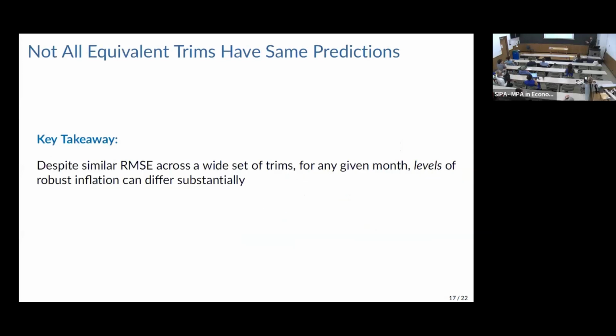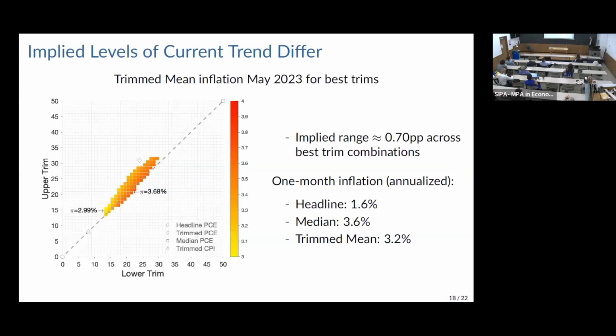This brings me to one of the key takeaways here, right? Not all these trims are created equal; they have different predictions. So despite this large set of equivalent trims over the whole period, for any given one, the level of what you're actually going to say is robust inflation can differ substantially. You've seen this a little bit from this gray range moving over time. So let's now zoom in; I'm showing the implied levels relative to the current trend, and they differ.